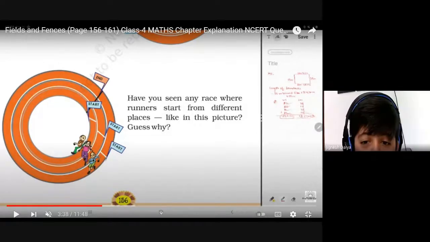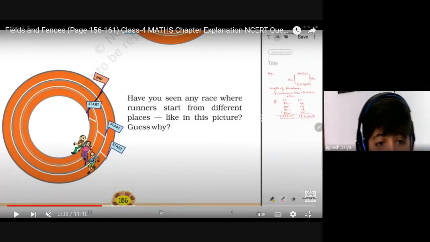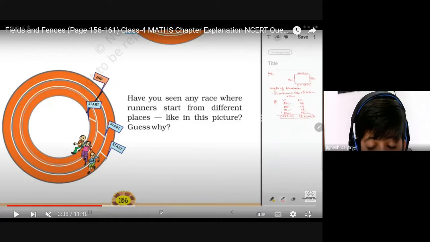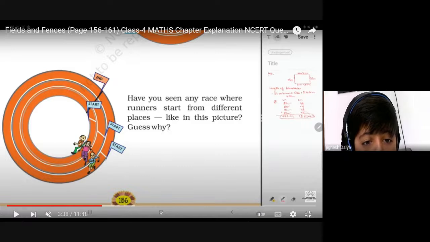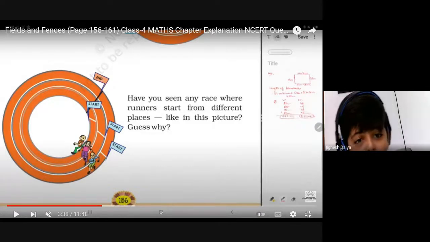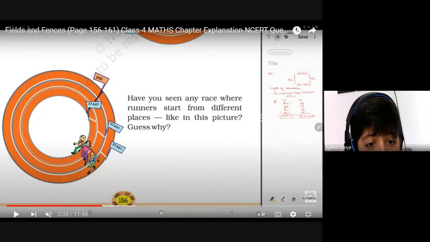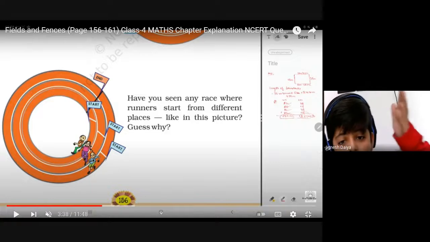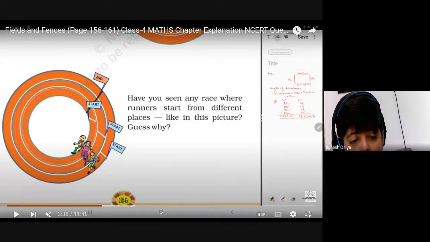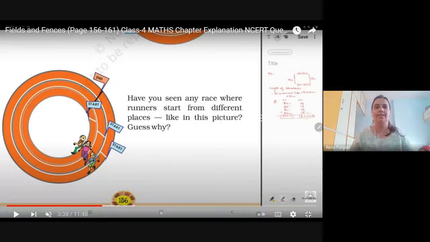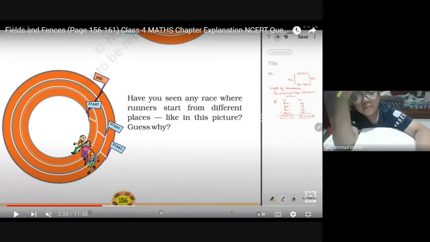Yes, Jignesh. Because the inner one on the first line is so small, that's why the start point should be so far back. And the last one is so big, that's why it is some centimeters ahead, because everyone has to cover the same amount of distance. Yes. Good. Okay.